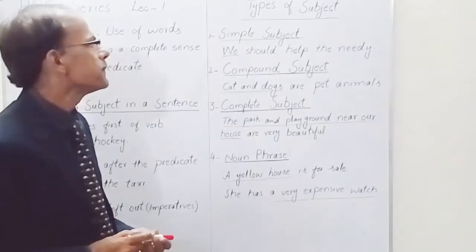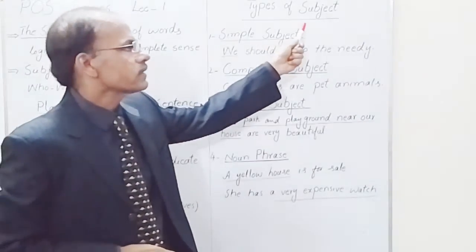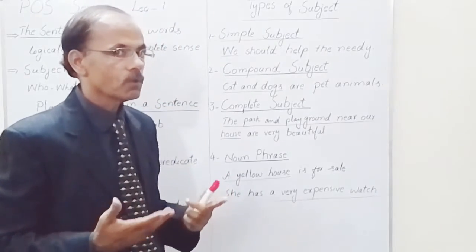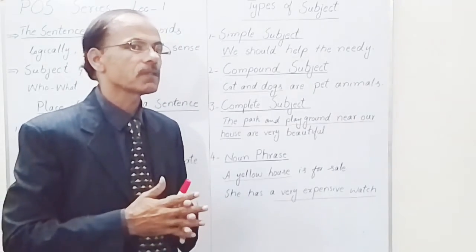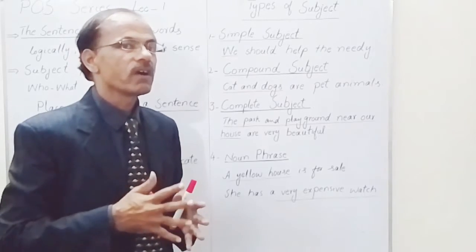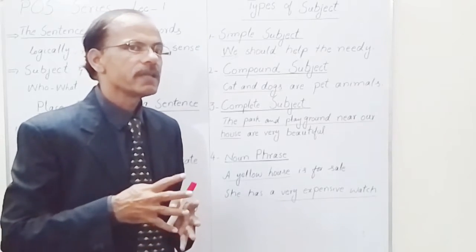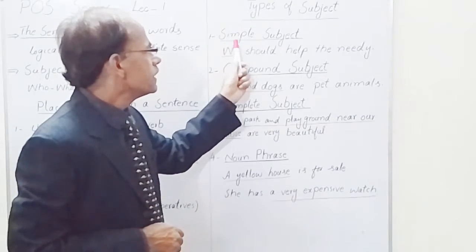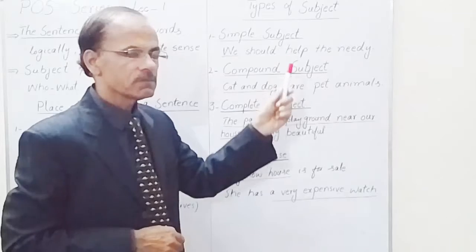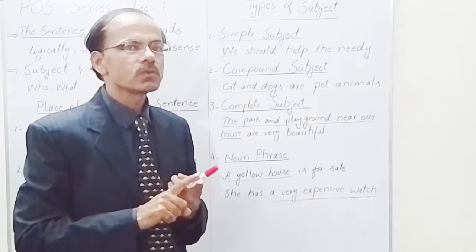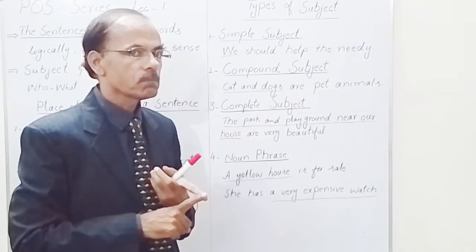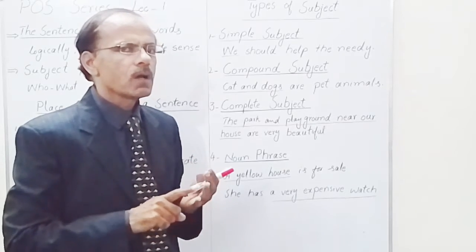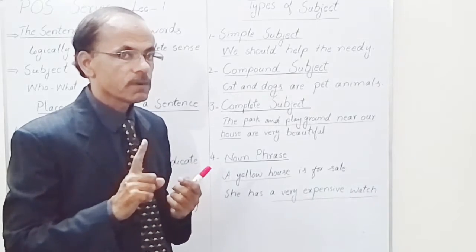Now come next, types of subject. Of course, there must be some types. We must know about them so that we may easily recognize them in a sentence, while using as well as while recognizing. Number one, simple subject. Simple subject means only one proper noun, noun, kind of noun or pronoun is used.